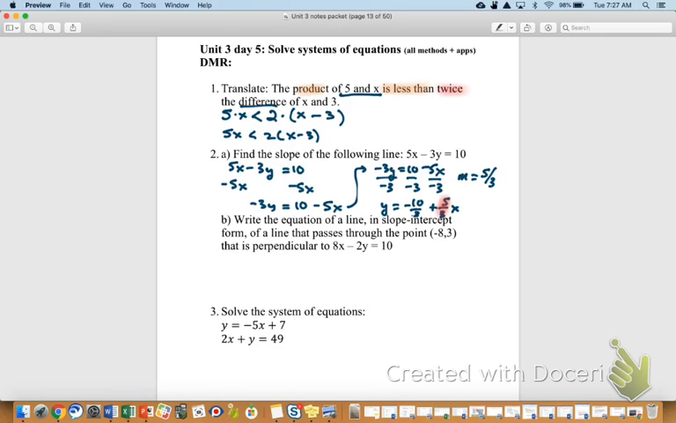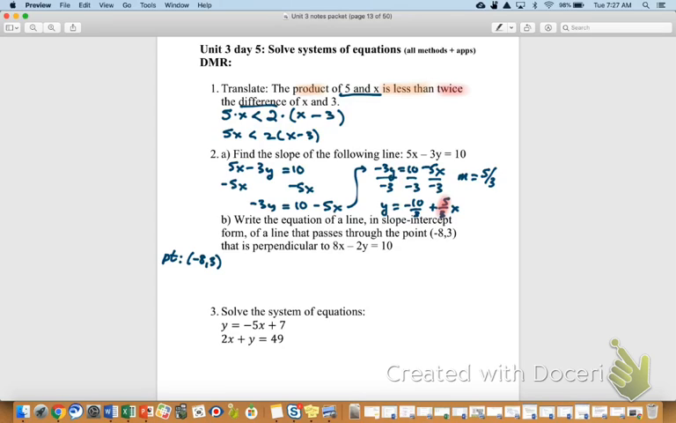All right, 2b. It says write the equation of a line in slope-intercept form that passes through the point negative 8, 3 and is perpendicular to 8x minus 2y equals 10. So if you remember, the two things that we have to have to write the equation of any line are a point that the line goes through, and the slope of the line. So my point is negative 8, 3.